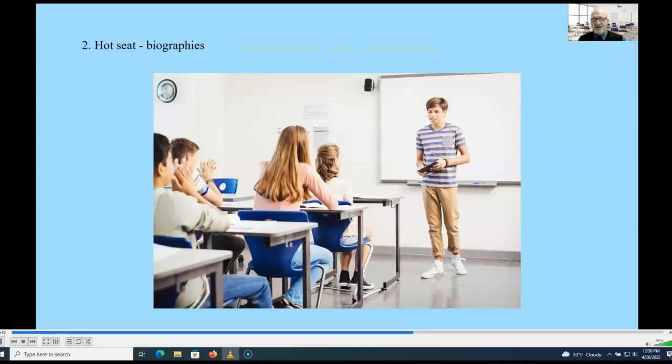The second activity for biographies is called the hot seat or the press conference. Again, a biography, you do the research on a person, a volunteer sits in the hot seat or gives the press conference in front of the class. The writer takes on the persona of their biography subject, answers questions, and if that person, again, doesn't know the answer, takes on the persona, uses their knowledge to answer as best they can.